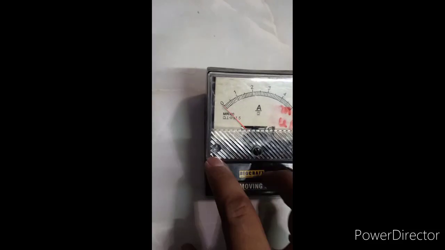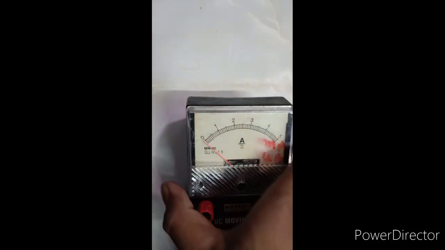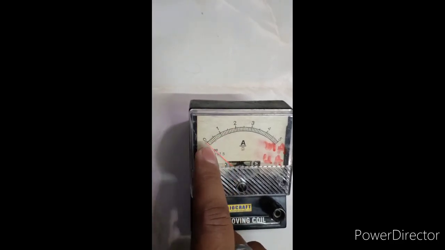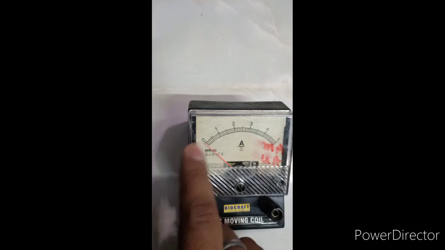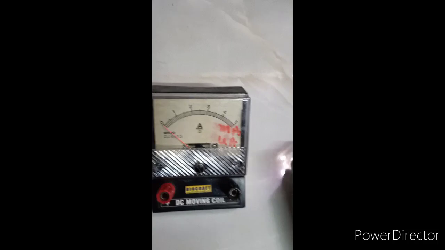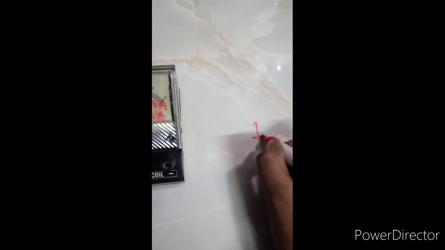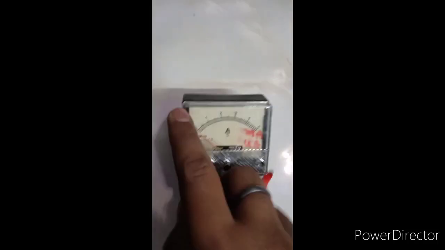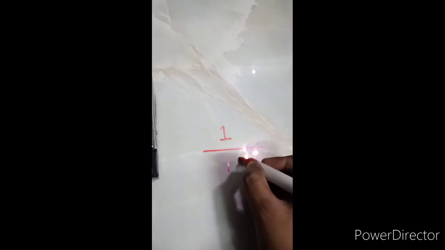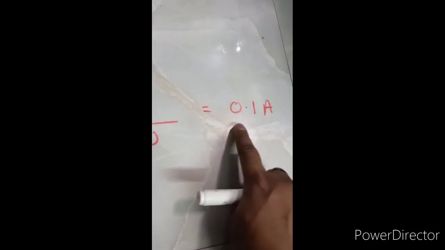First of all, how do we get the readings? This is the first unit and this is 1. Just count the number of divisions. The first reading is 1 here, and divide the first reading by the number of divisions. Here we have 1, 2, 3, 4, 5, 6, 7, 8, 9, 10 divisions. So divide it by 10. What will we get? It is 0.1 ampere. So 1 unit is equal to 0.1 ampere.